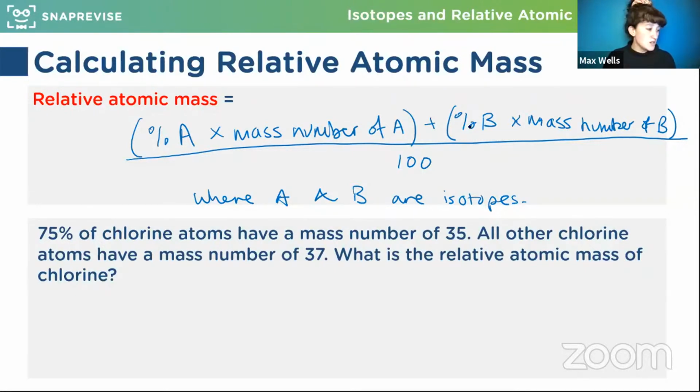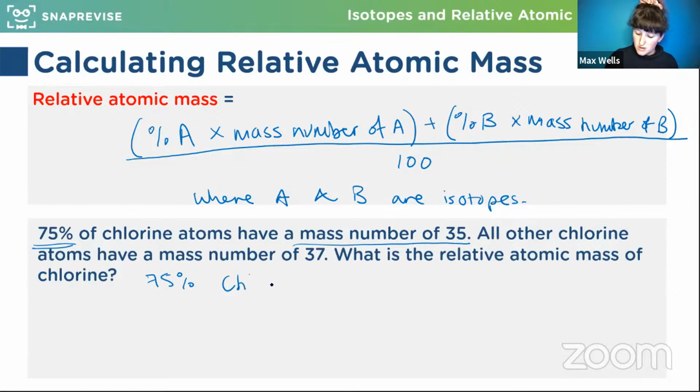Can anybody calculate or write out the calculation that we need to use to calculate the relative atomic mass of chlorine? So in this case, we're using percentages. So 75% of chlorine atoms have a mass number of 35. All other chlorine atoms have a mass number of 37. So what percentage of chlorine atoms have a mass number of 37?